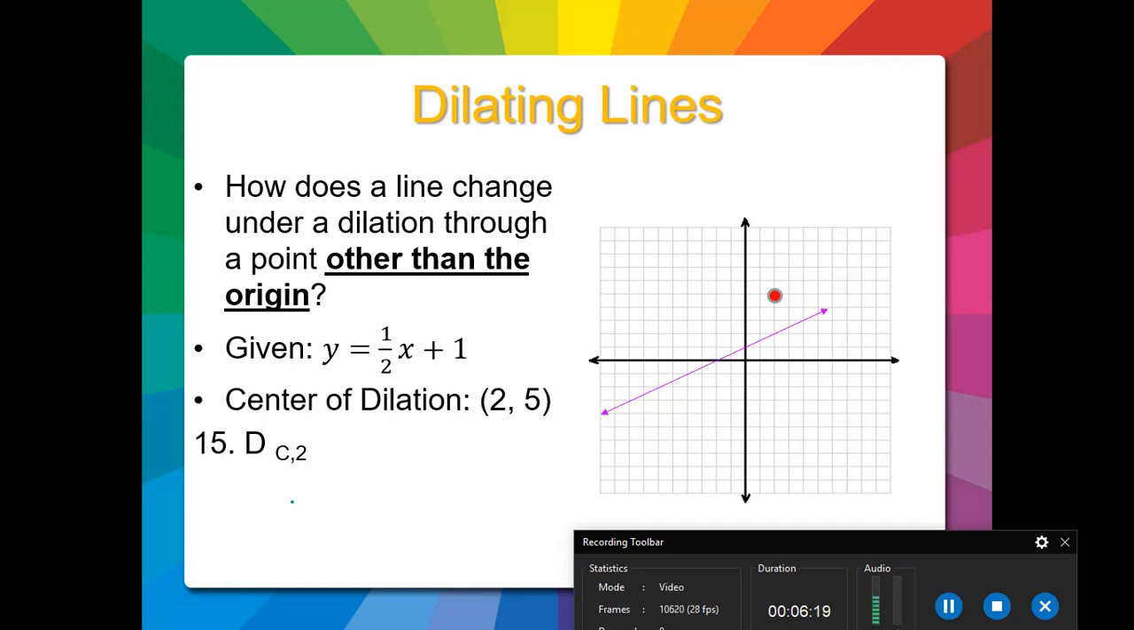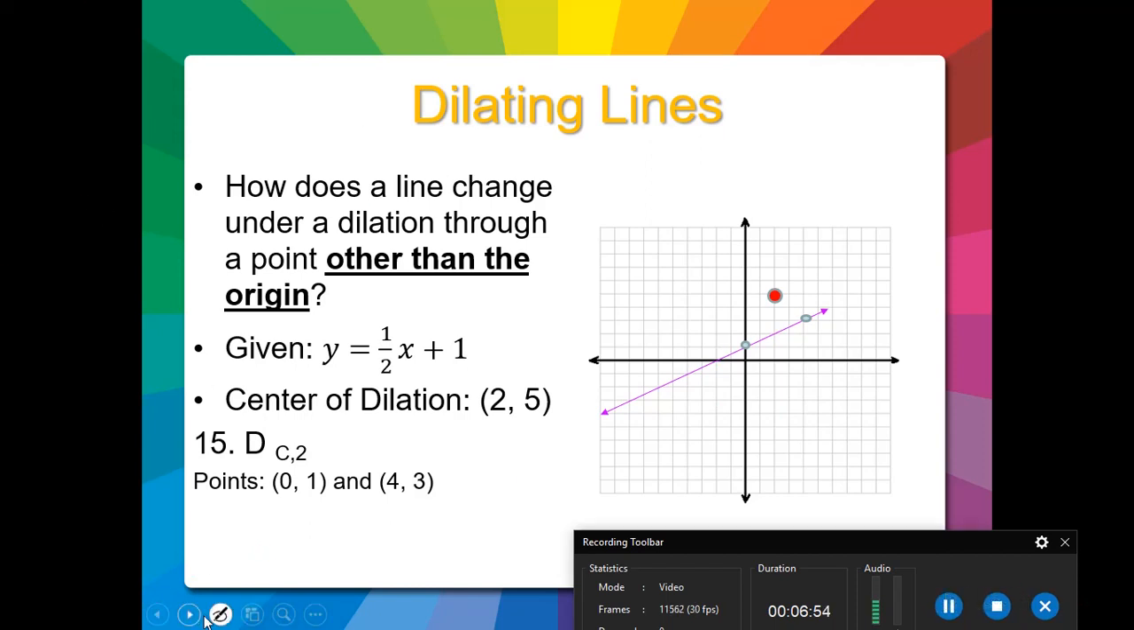Now, if you think about when we dilated points in the last lesson, because this is not centered at the origin, I cannot multiply. I actually have to look at the pattern of the slope. So I'm using 0, 1 and 4, 3, and let me just highlight those on the line. I'm going to look at the slope. So from the center of dilation to 0, 1, I have to go left 2 and down 4. I want to do that pattern again. Left 2, down 4.